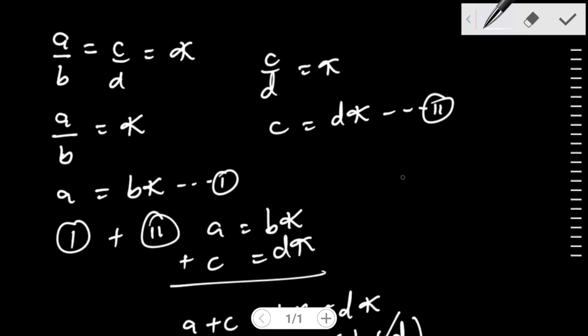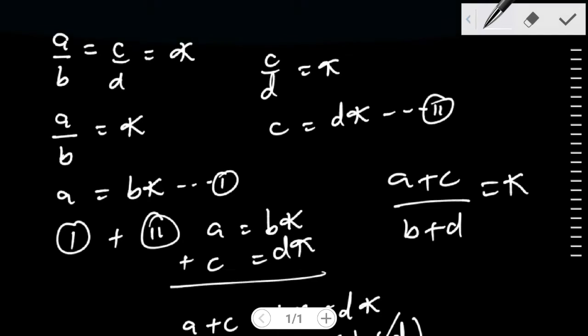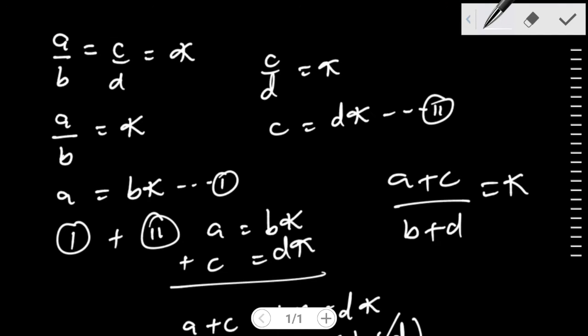So if I compare with the above, A plus C all over B plus D is still equal to K. A over B equals C over D is still equal to K, but I can express it in this form: I add the numerators, A plus C all over B plus D, and it still gives me K. So this is very fine.